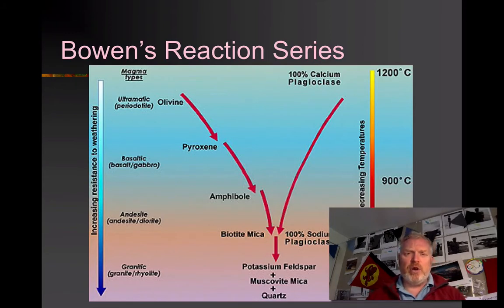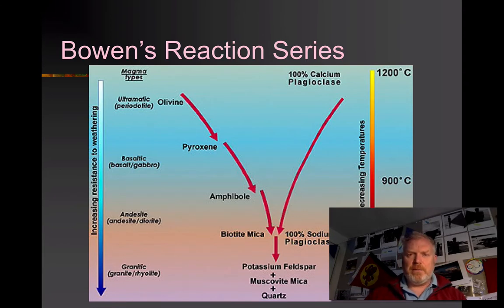Now, there's a separate homework activity based on Bowen's that will explain this series in some detail. So I'm not going to get into that at the moment. But if we were to summarize Bowen's, really in one sentence, it's that we see an ordered progression of the crystallization of different minerals. It doesn't happen at random. Different minerals crystallize at different temperatures. And we'll see that reflected in the rocks that we find.